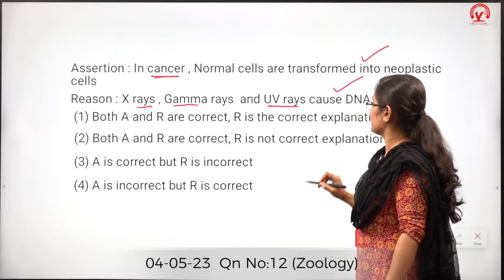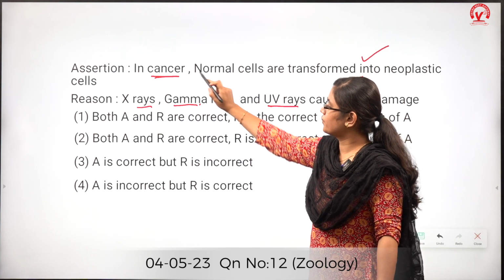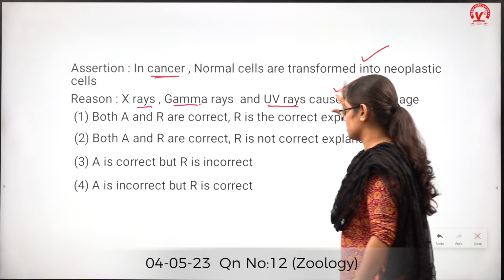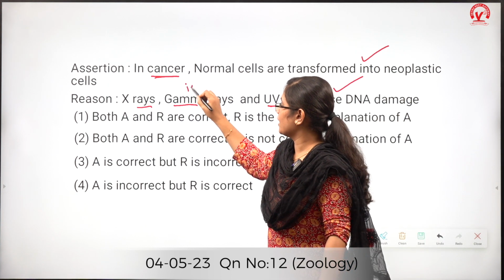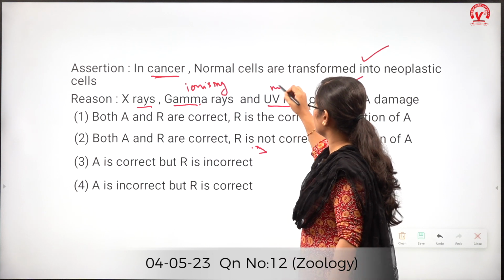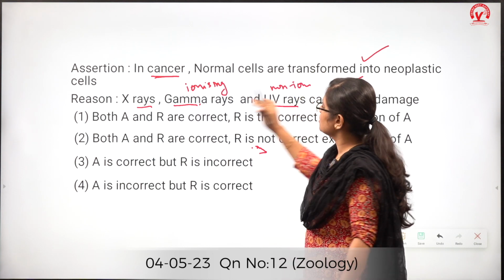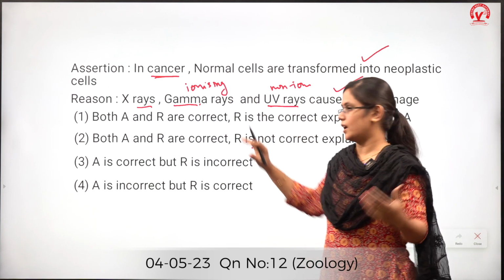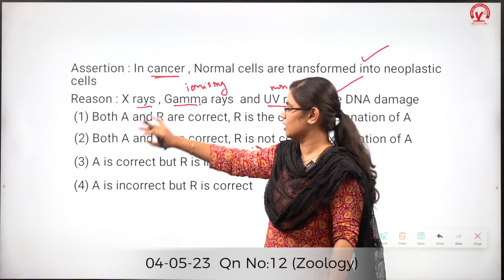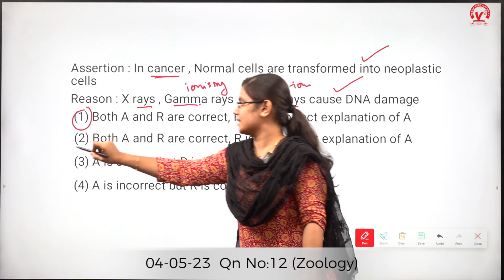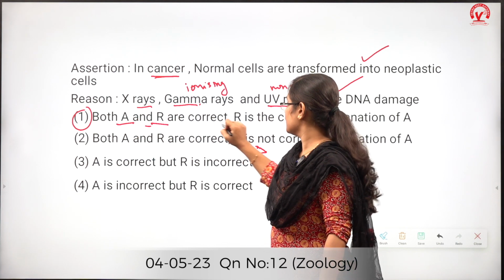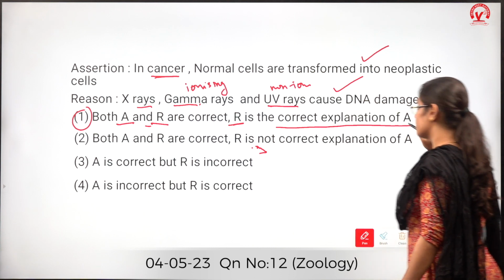So this is also right, and this is one of the causative agents for cancer, these radiations. X-rays and gamma rays are ionizing radiations and UV rays are non-ionizing radiations. So they are causative agents for cancer. Thus the reason is a correct explanation of the assertion. So option 1 is correct, where both assertion and reason are correct and reason is the correct explanation of A.